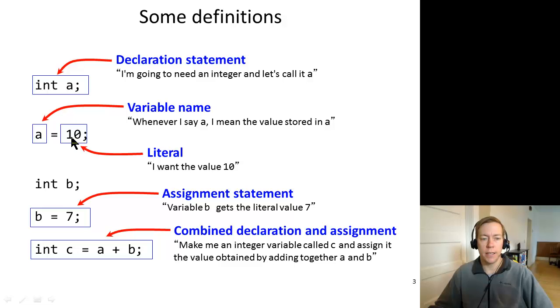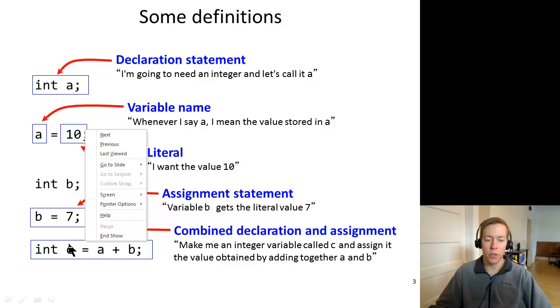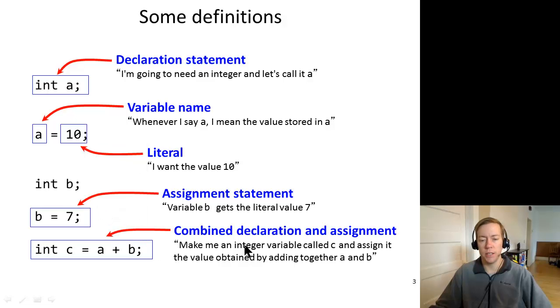The right side is the literal value, the value 10. So whatever we have on the right side needs to be some sort of integer that can be stored in the variable a. Here's another example. Here's integer variable b. b is getting the value of 7. We could declare a variable c and do the computation a plus b and then copy that result into the variable c.